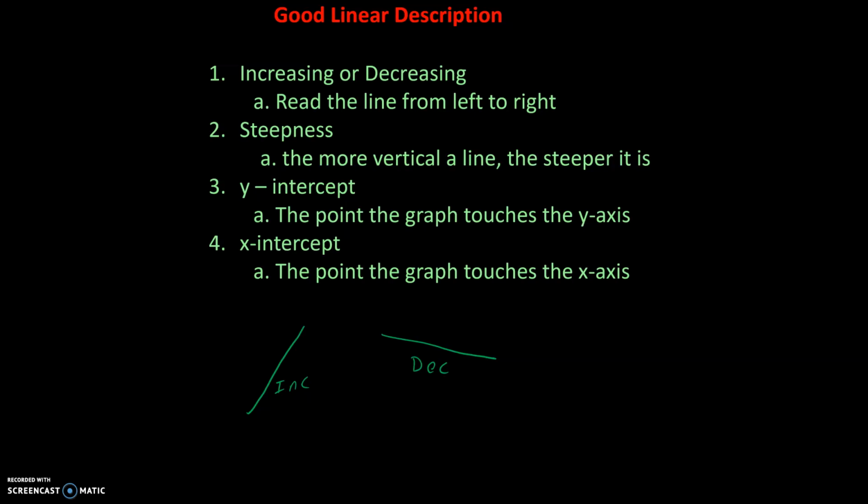Steepness is how close to vertical something is. The more vertical, the steeper it is. So this graph, we'll call this graph A, call this graph B. A is steeper than B because you can see it's close to vertical. So A is steeper than B. Y-intercept is just which point does it touch the y-axis, and the x-intercept is at which point does it touch the x-axis. So just pause and copy down what you need.